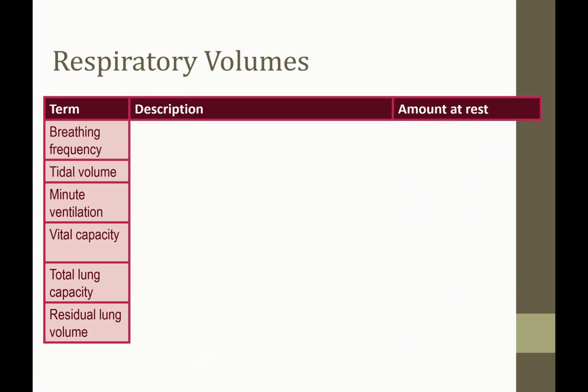And the final objective we need to cover for the examination relates to the respiratory volumes. So there are 6 respiratory volumes that you need to be aware of. You need to understand what each one of them means via a description and also what some of the amounts are at rest. So if we look at the first one, which is breathing frequency, this is very simply just the number of breaths that you take per minute whilst at rest.